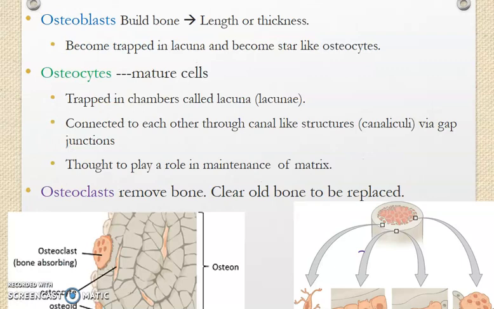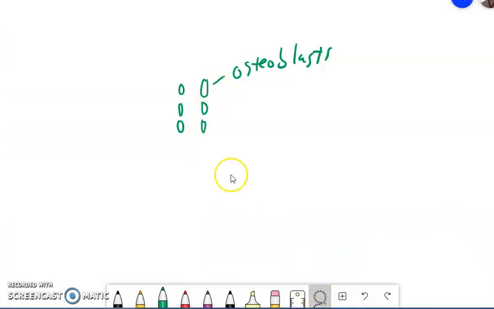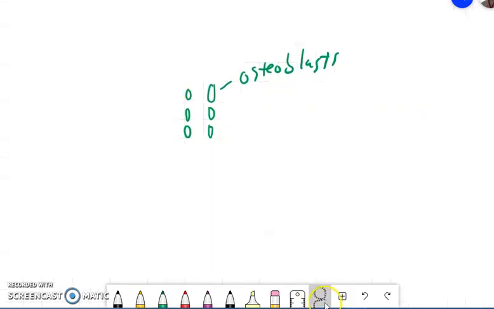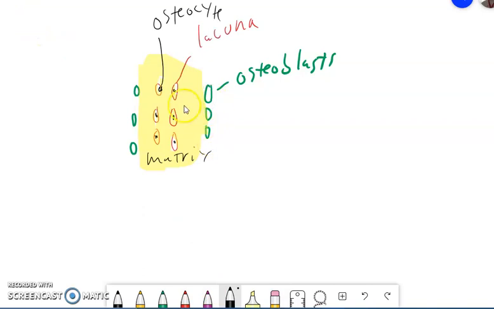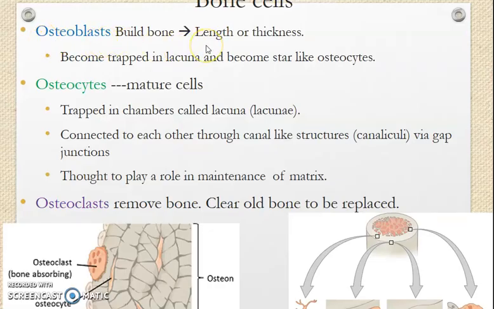Bone cells are going to follow a similar pattern. Here are my osteoblasts, and they are going to build bone. They're going to build the calcium phosphate matrix that has collagen fibers, and as they build, they become trapped in the matrix they're building. So we're going to have the osteoblasts still on the outside and inside. We have our osteocytes trapped in little lacuna. So osteoblasts build bone. They build it in length or in thickness according to the textbook. I'll have some issues with the length later. They become trapped in these lacuna.